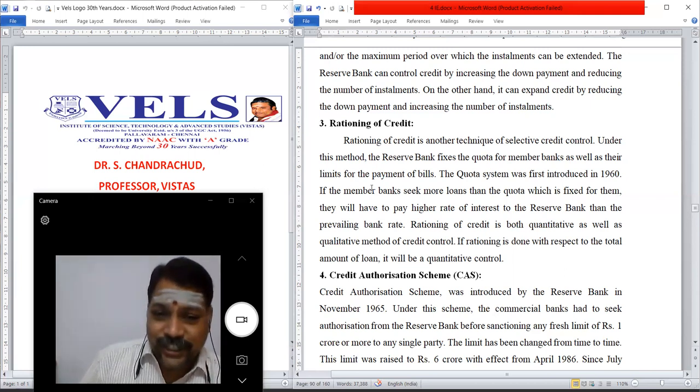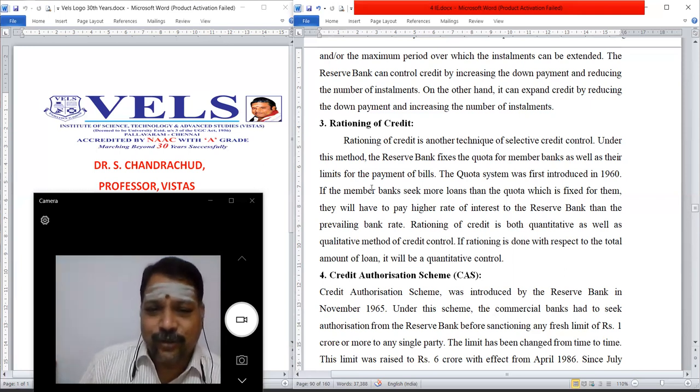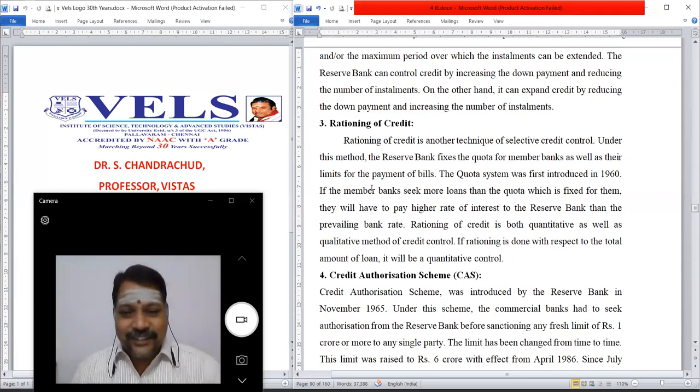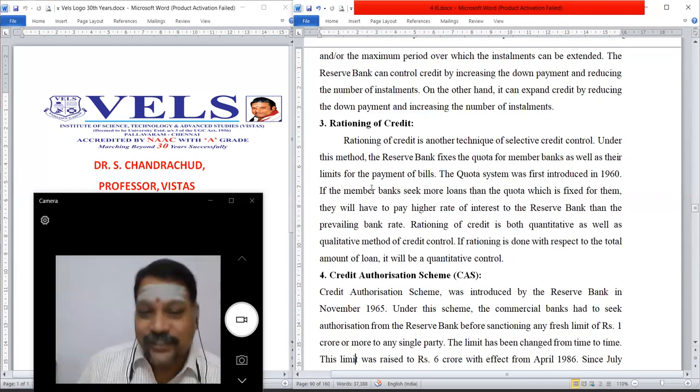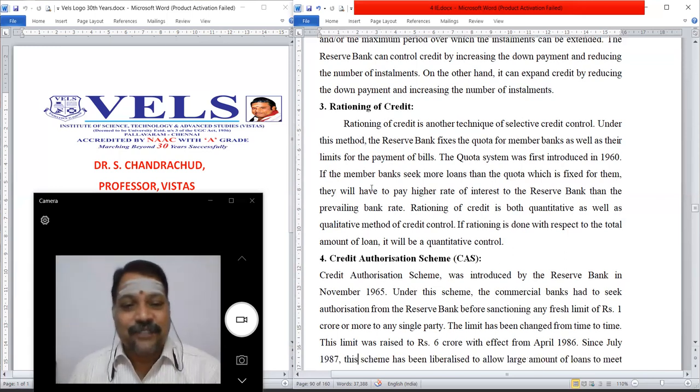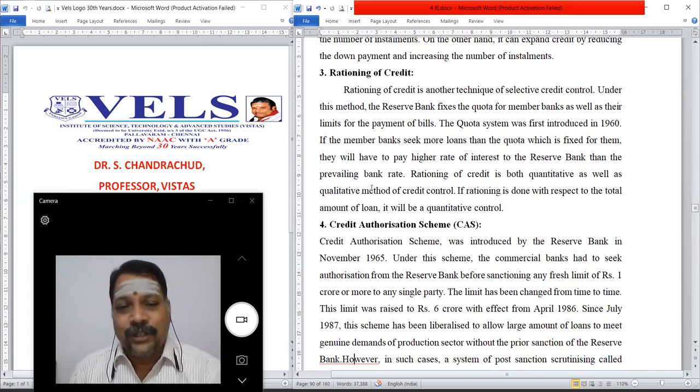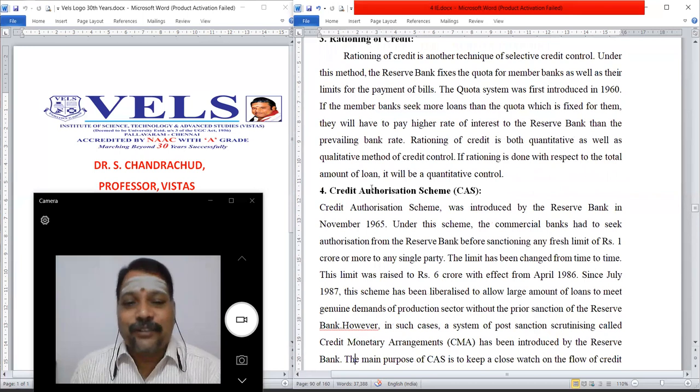So, rationing of credit is both a qualitative as well as a quantitative method of credit control. Why? Because it reserves deposits from the commercial bank in order to control the credit. It is not only qualitative but also quantitative. If the ration is done with respect to the total amount of loan, it will be a quantitative control.